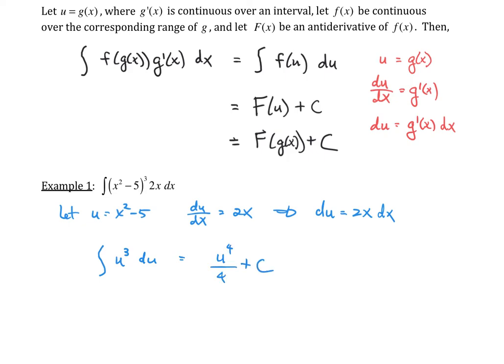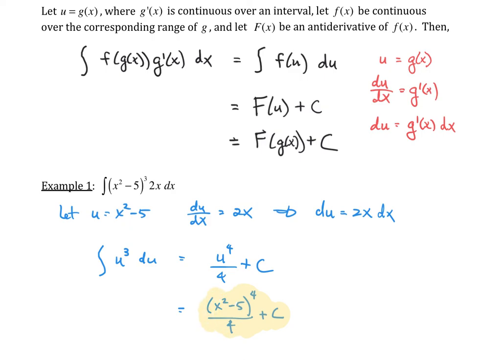But I don't want to leave my answer like this because my original question was in terms of x. So I really want to change all my u's back to x. Then I'm going to get the quantity x squared minus 5 raised to the 4th power over 4 plus c. So let me highlight that because that's going to be our final answer.